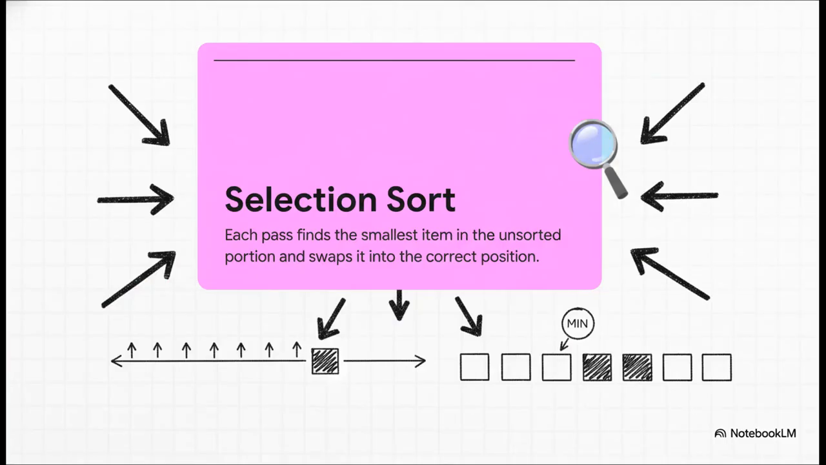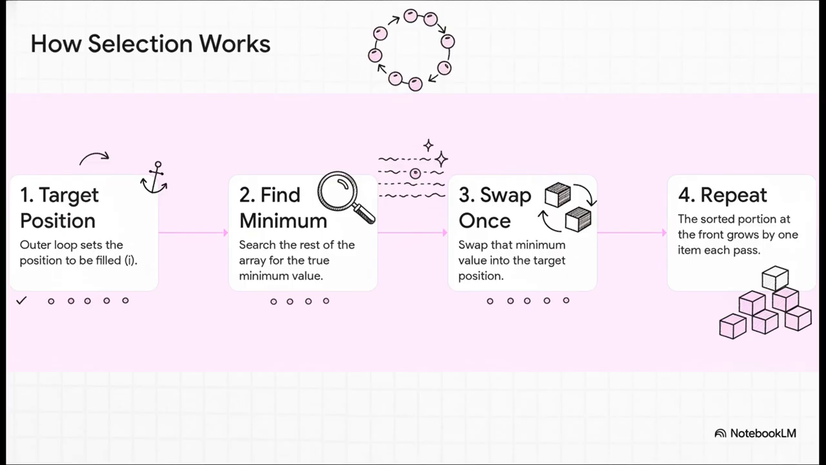All right, next up is selection sort. This one has a totally different game plan. Instead of bubbling things around, it focuses on one thing: finding the absolute smallest value left in the unsorted part of the list. So here's how it goes. On your first pass, you scan the entire list, find the one smallest number. Then you swap it directly into the very first position.